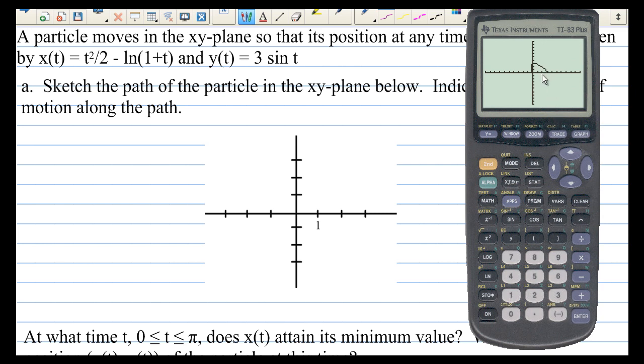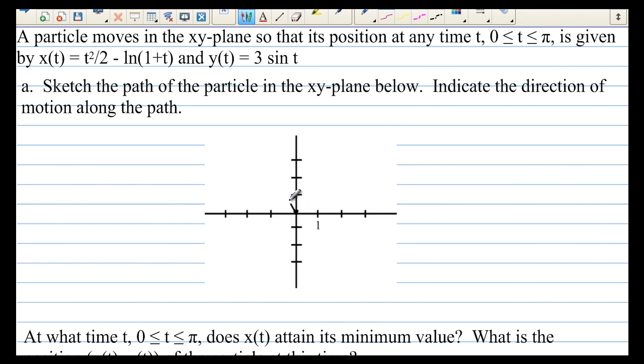It kind of stops right on the y-axis. So it looks like it does this, kind of goes up to 3, and then down like that. And so the direction is this. It kind of follows this path, and we'll indicate with some arrows like we usually do.